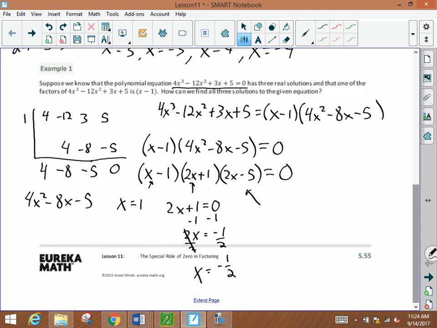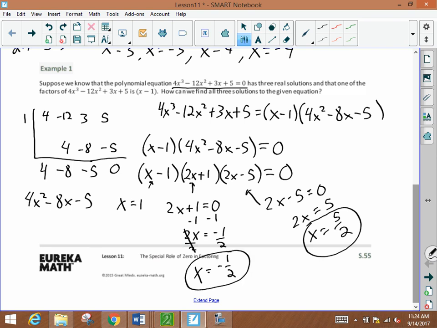We'll do the same thing with this one. 2x minus 5 equals 0. So we'll set it equal to 0, or let it equal 0. You can say that as well. I'll add 5 to both sides. And then divide both sides by 2. And there is our third and final solution. So our solutions are x equals 5/2, x equals negative 1/2, and x equals 1. So that is how we can find all 3 solutions to that given equation.